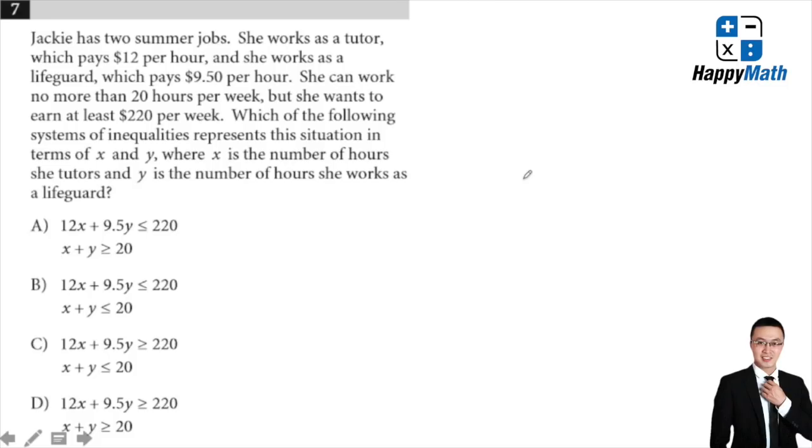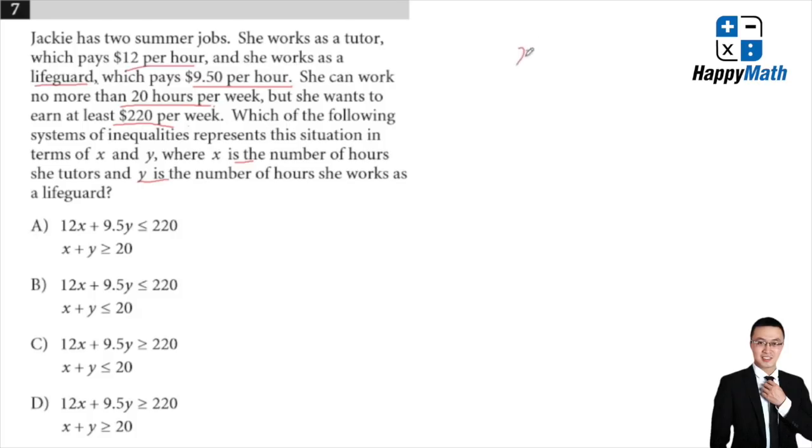Jackie has a summer job. He works as a tutor and a lifeguard. The tutor is paid 12 per hour and 9.5 per hour for the lifeguard. He works no more than a total of 20 hours, and he wants to earn at least 220 per week. Which of the following systems fits, where x is the number of hours as a tutor and y is the number of hours as a lifeguard?